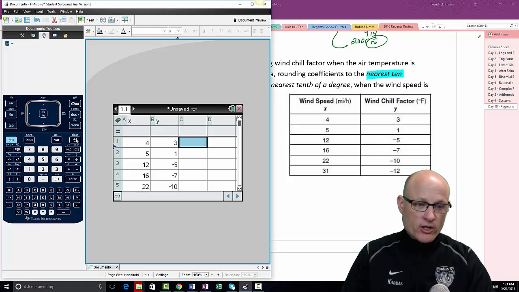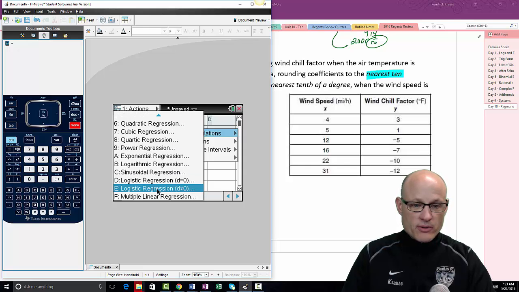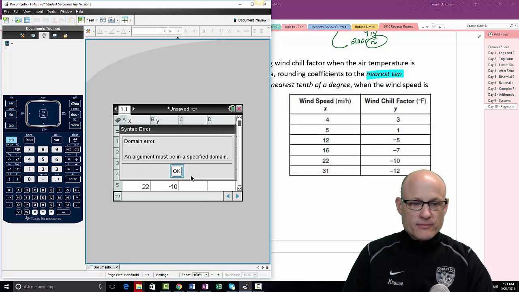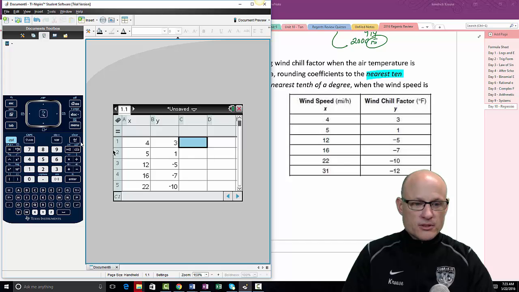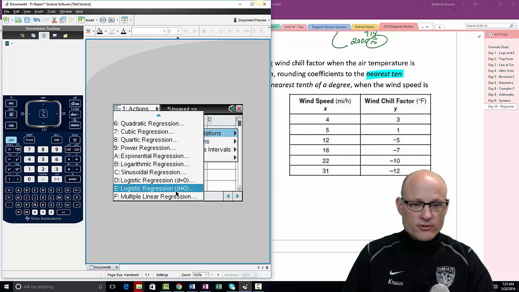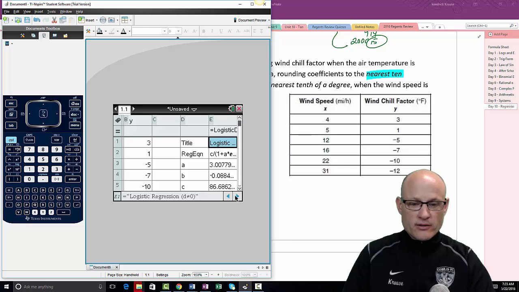We'll come over here. We're going to go into menu, stats, stat calculations, logarithmic regression. I haven't done one of those in a while. I'm going to assume we're using this one. I haven't done this in a while, actually. X, Y, click OK. So menu, statistics, stat calculations, X, Y. There it is.